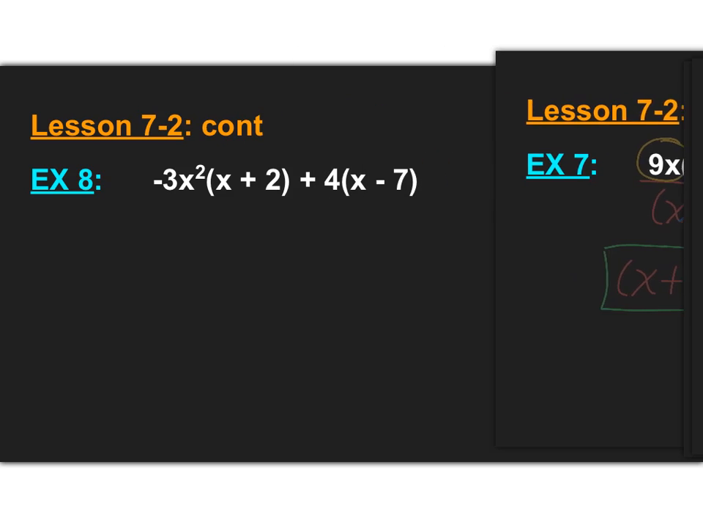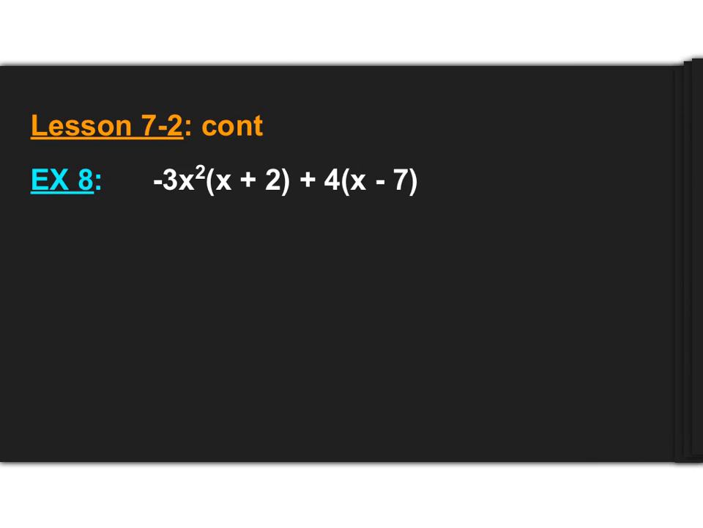Example 8. So on this one, we have an x plus 2 inside parentheses and we have an x minus 7. Well, they're not the same, so they can't be our greatest common factor. So let's look at the other things that will be multiplied. So over here I have a negative 3 times an x squared times this. So this has 3 factors. This has 2: 4 times x minus 7.